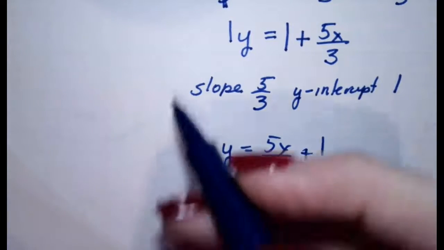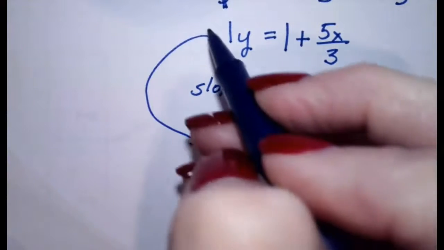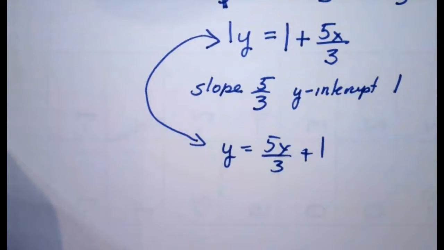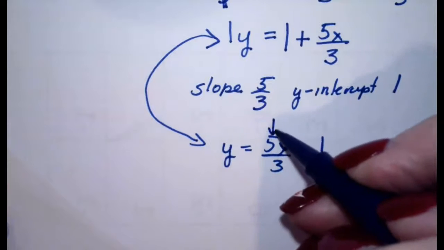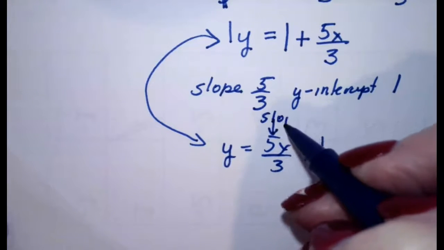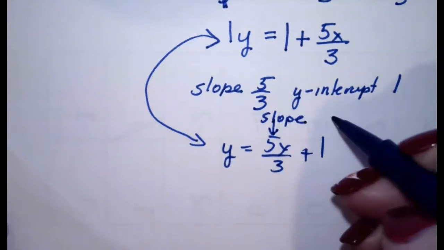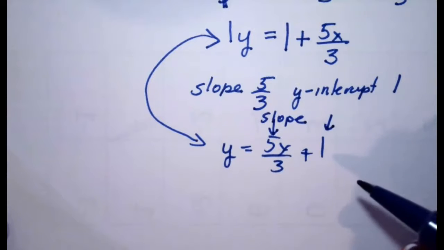Now the last thing I'll say about this: if on my exam it looks like this, is that any different than this? It is not. The order is irrelevant. I just need to know what's in front of x. That's slope. What's my number left over? That's y-intercept.